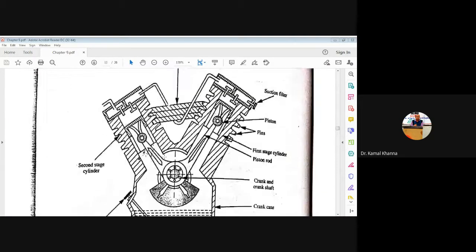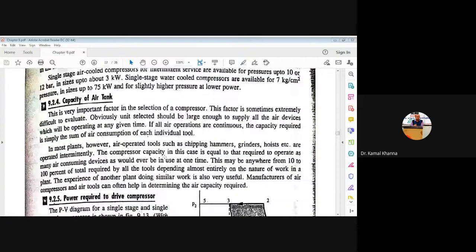Is it okay? So next is the capacity of the air tank. This is a very important factor in the selection of the compressor. Sometimes this factor is really very difficult to determine, that is, what the capacity of an air tank should be. Obviously, the unit selected should be large enough to supply all the air devices which will be operating at any given time. So if all the air equipment is operating continuously, the capacity required is simply the sum of the air consumption of each individual tool.